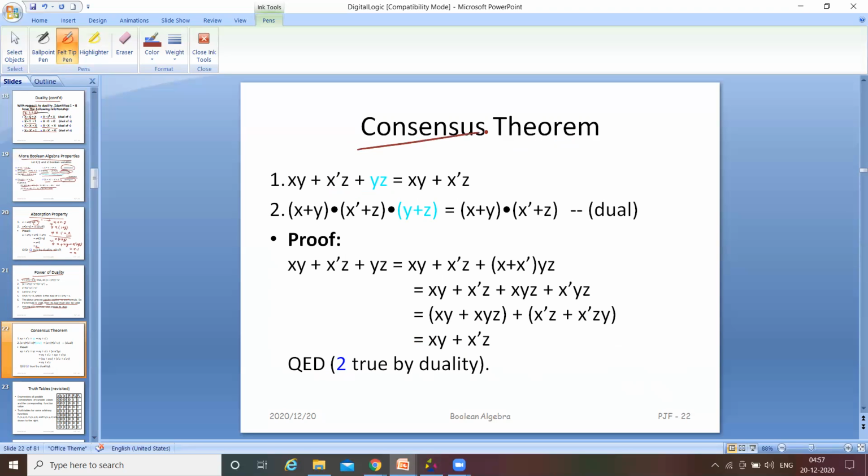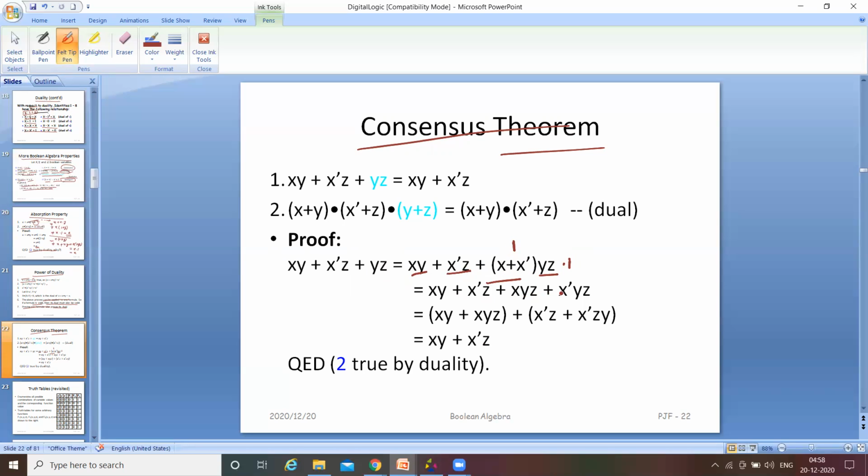Consensus theorem. This is xy plus x bar z, and the proof is given like this. xy, x bar z, here xz, the yz is there now. In that he has written y as y times (x plus x bar). This x plus x bar is 1, so any variable we can multiply with 1 and we get the same one. xy and x bar z.